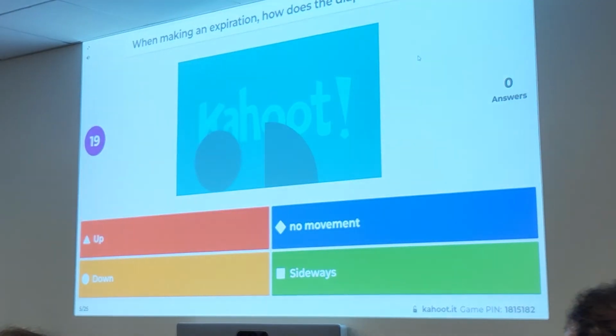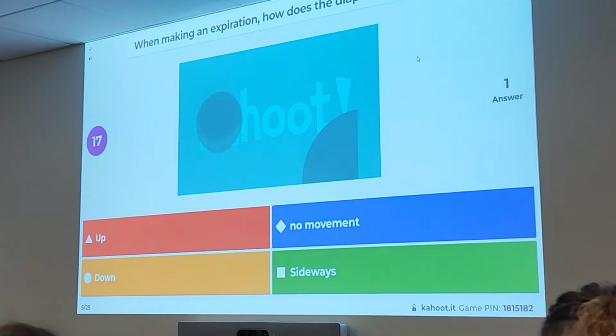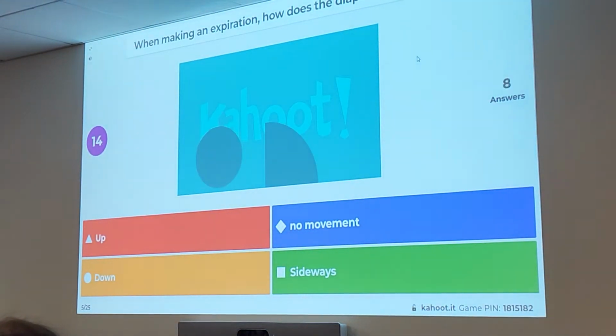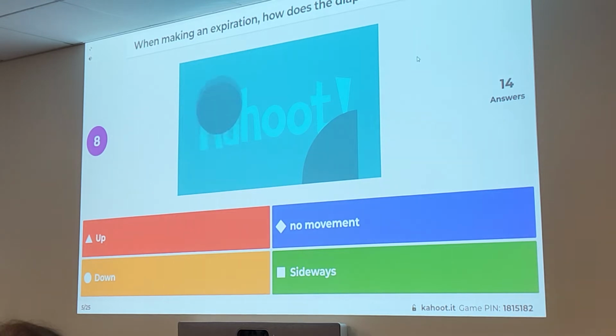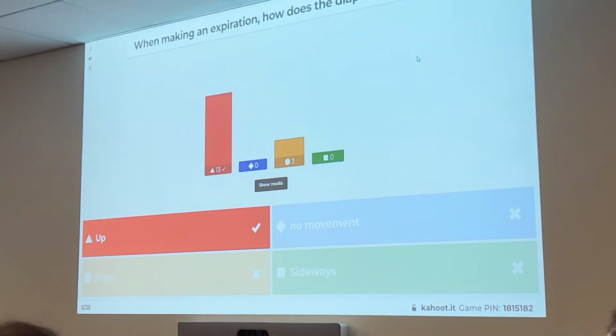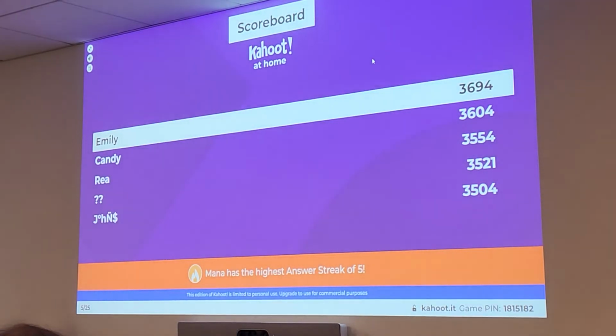How does the diaphragm move? Sideways. No, it doesn't move. It's going to be up, because how does air leave the body? The muscles push the air out, so it curves upward. I said sideways.